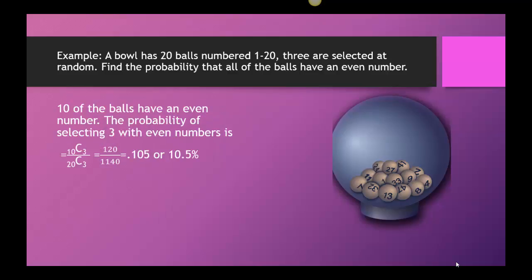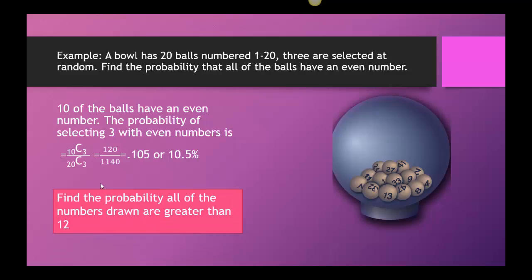Okay. So let's first consider, well, how many of the balls have an even number? Well, if there's 20, half of them would be even, half of them would be odd, so that would be 10. So we're selecting 3 of the 10 even numbers, so that's my event, and it goes on top. And then my sample space is there were 20, and I'm selecting 3. So putting those both into my calculator, I can see that 10 choose 3 is 120, 20 choose 3 is 1,140. Dividing those two, I get 0.105, which turns out to be 10.5%.